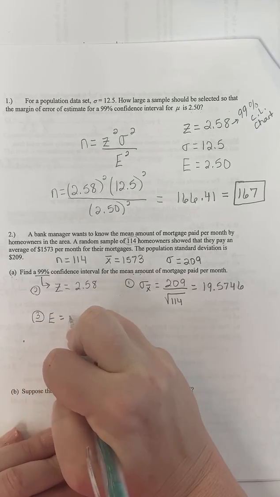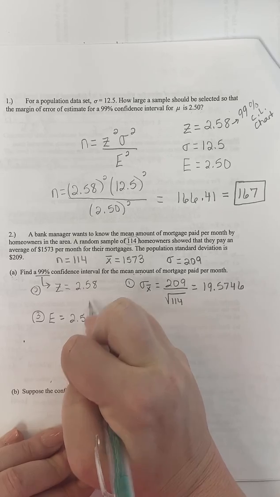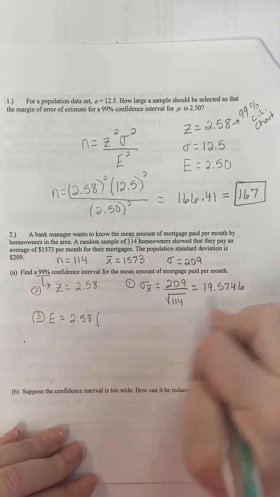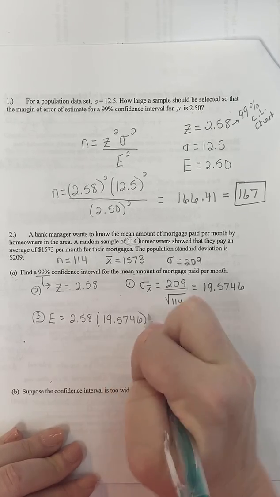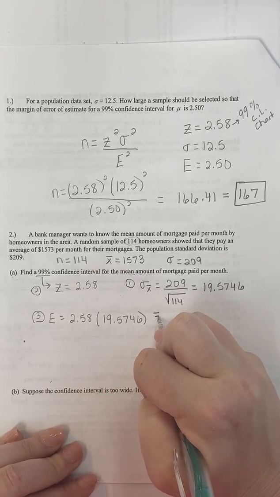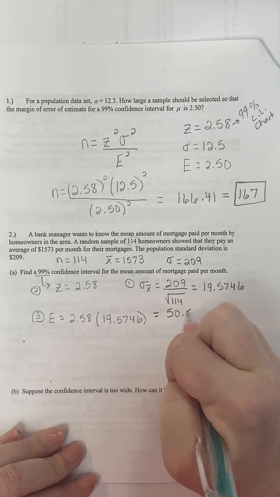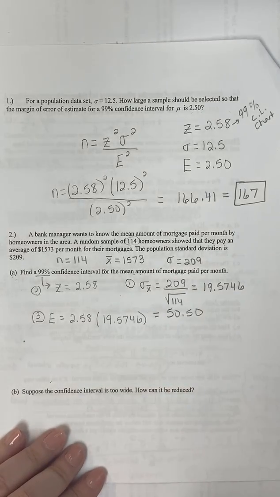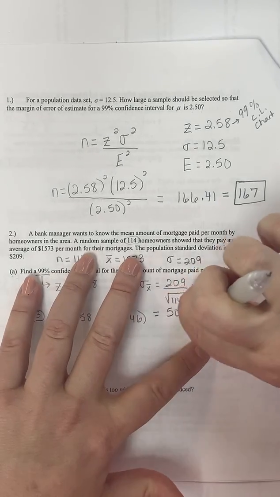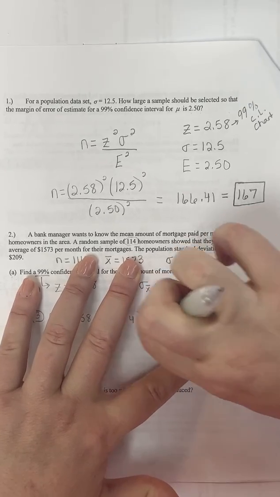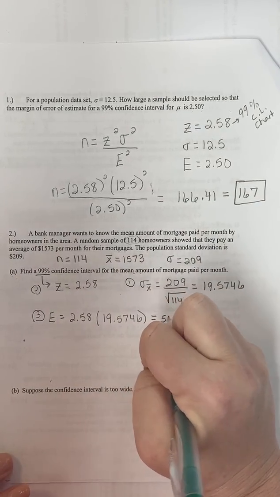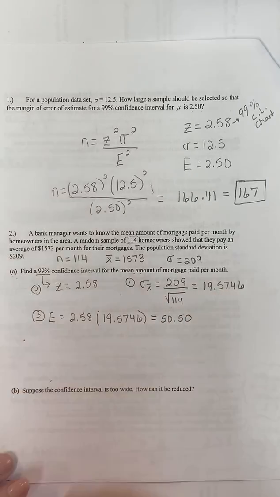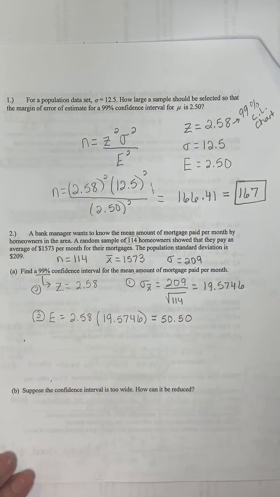So my E is going to be 2.58, that's my Z, times sigma X bar. Okay, and my margin of error comes out to be 50.50.